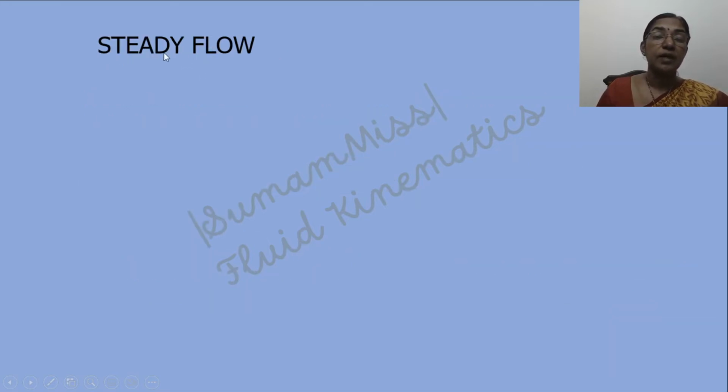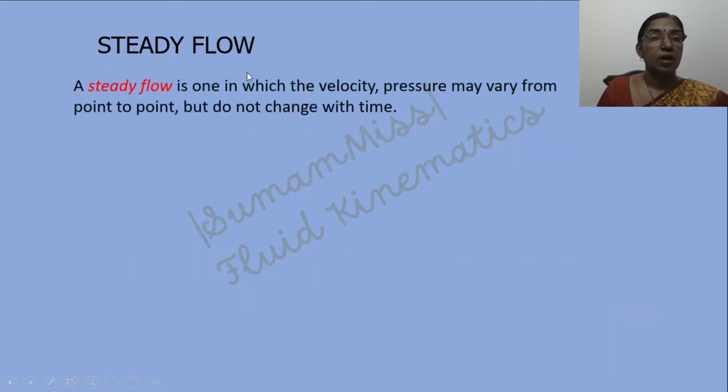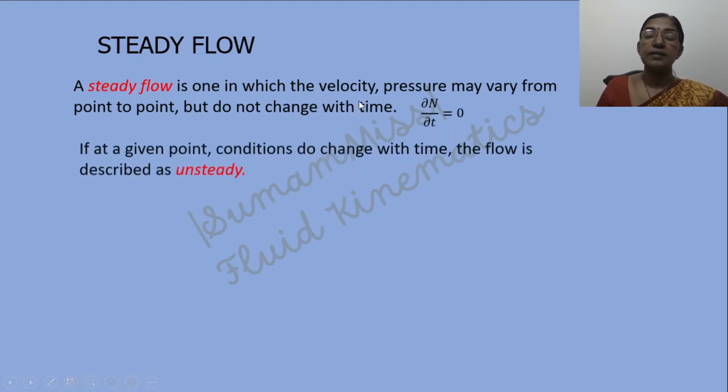Next is steady flow. In steady flow, flow characteristics at every point do not change with respect to time. In steady flow, the flow velocity or pressure, etc., may change from point to point, but they do not change with respect to time. That is ∂n/∂t is equal to 0. Whereas if the flow characteristics, velocity, pressure, etc., change with respect to time, then the flow becomes unsteady. So in that case, ∂n/∂t is not equal to 0.